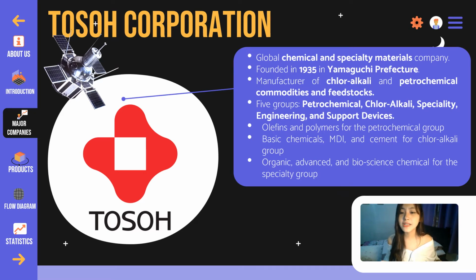Distinctively, the TASA Corporation is divided into 5 groups: petrochemical, chlor-alkali, specialty, engineering, and support devices. With this, the main products of the TASA company vary from olefins and polymers for the petrochemical group, basic chemicals, MDI and cement for the chlor-alkali group, and organic, advanced, and bioscience chemicals for the specialty group.